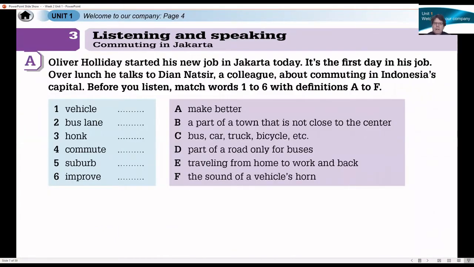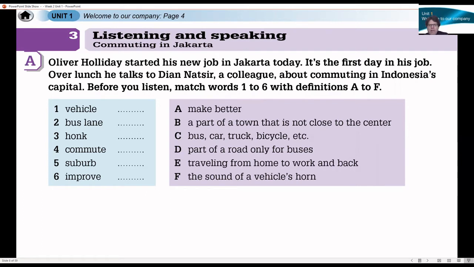All right, so Oliver Holiday started his new job in Jakarta. It's the first day in his job. Over lunch, he talks to Diana Natsir, a colleague, about commuting in Indonesia's capital. Before you listen, match words 1 to 6 with what they mean. The reason I pause there is because usually listening and speaking is in class, but we are going to talk about commuting in class, but I want to make sure you understand what it means.